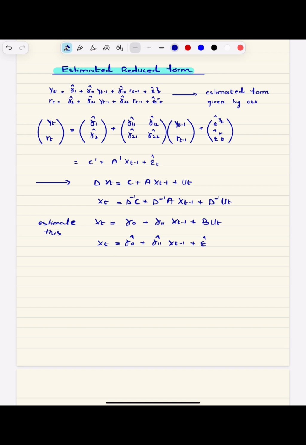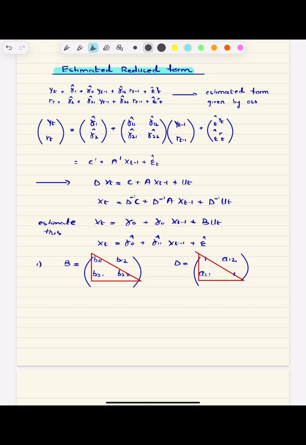Restrictions. Okay. Point number 1. Suppose you have a 2 by 2 system. So matrix B can look like this: B11, B12, B21, B22. And suppose matrix D looks like this: 1, A12, A21, and 1. Okay, so remember, you just imagine drawing a triangle here and a triangle there, and in this system only one restriction has to be placed.